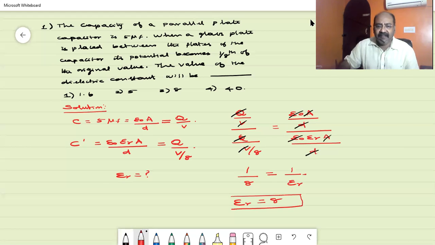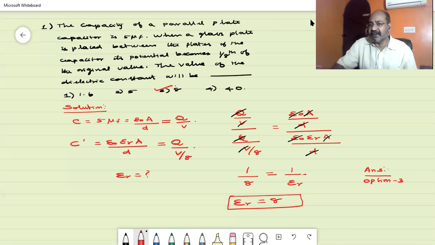So what is the value of the dielectric constant? From this solution, it was found that the dielectric constant is 8. If so, what is the answer? The answer is option number 3.